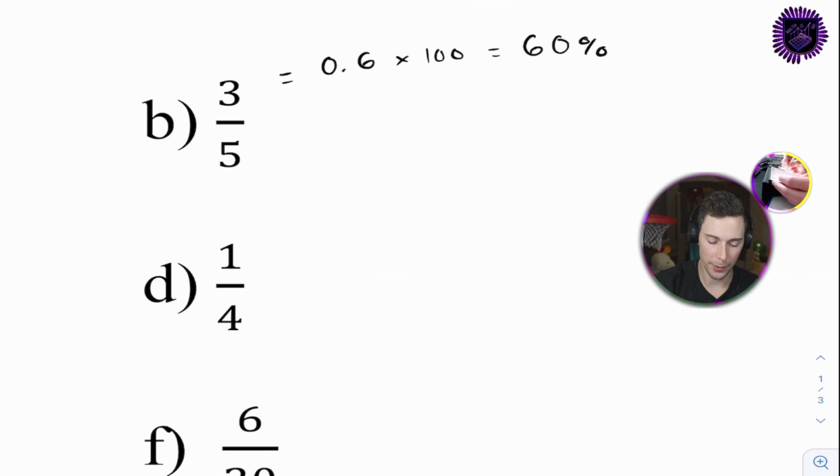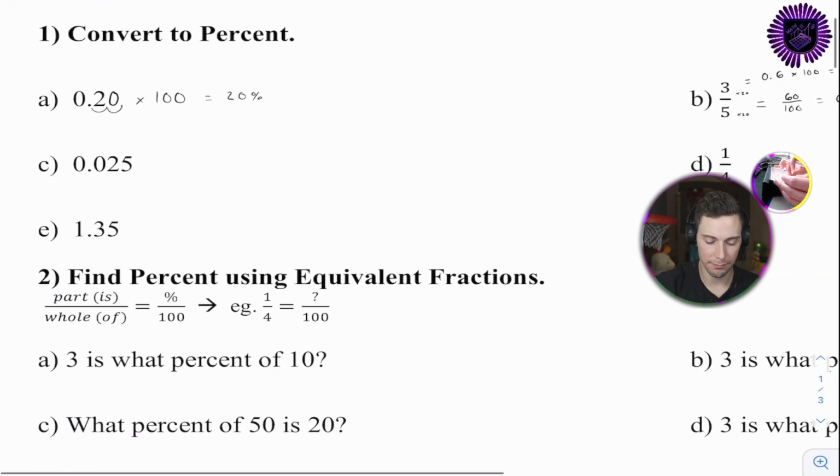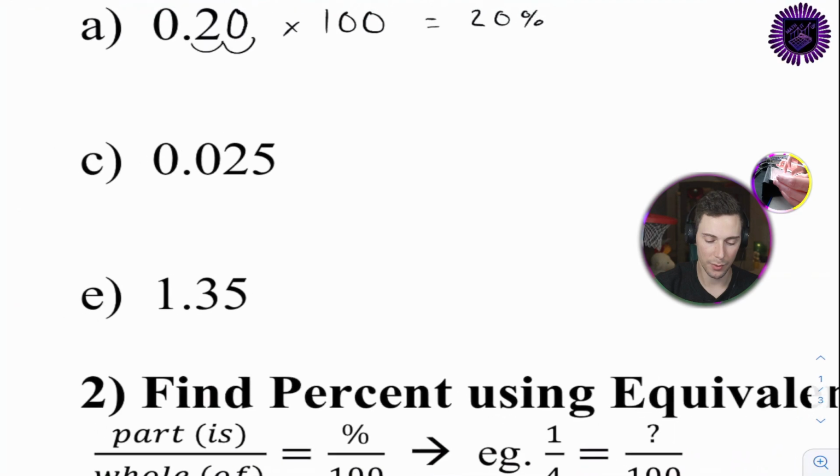Now the other way you can go about this is to create an equivalent fraction in percent form, so something over 100. So 3/5 is equivalent to something over 100. What is that something over 100? It's going to be 60 over 100, times 20 to get there, times 20. We get 60 over 100, which of course is again equal to 60%. Something we want to practice, but put it in our back pocket to use when we need to.